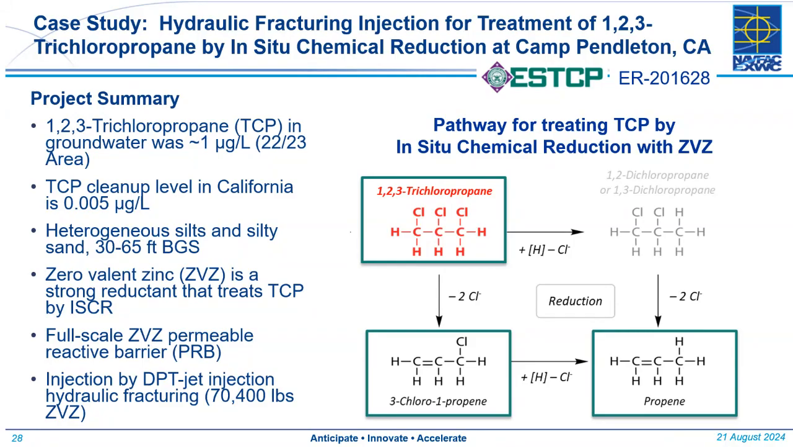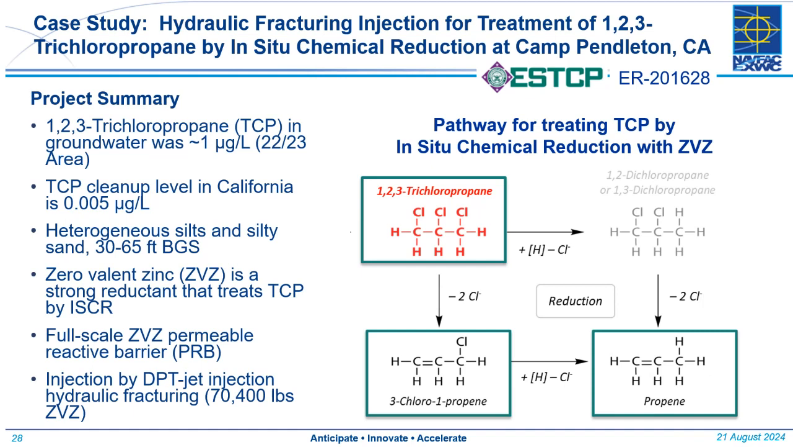I'm going to move to another case study for hydraulic fracturing for treatment of 1,2,3-trichloropropane by in situ chemical reduction, ISCR. This is at the Camp Pendleton Marine Corps base in California, and this is an ESTCP project. At this site, the 1,2,3-trichloropropane concentrations in groundwater were about 1 part per billion, but that was still high above the California cleanup level for trichloropropane. The contamination was hung up in heterogeneous silts and clays about 30 to 65 feet below ground surface.